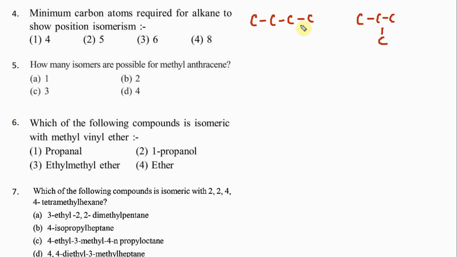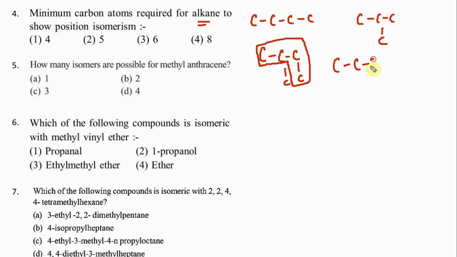How about these two? What type of isomerism are they? Chain isomerism. The position is the same, and there is no functional group, because this is an alkane, so it is the same. Then what do I do? I go for 1, 2, 3. So I need to have one more carbon. We can put a carbon here. Then what will we have?